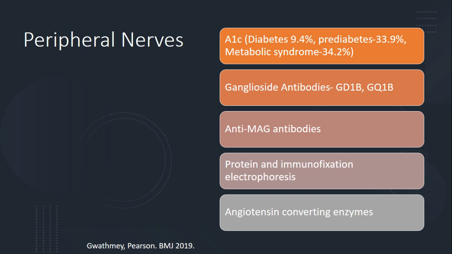The additional reasons or etiologies could be ganglioside antibodies, especially GD1B, GQ1B, and anti-MAG antibodies, and protein electrophoresis or immunofixation, primarily for hematological malignancy or monoclonal gammopathy of uncertain significance. We can also do angiotensin converting enzyme for sarcoidosis.